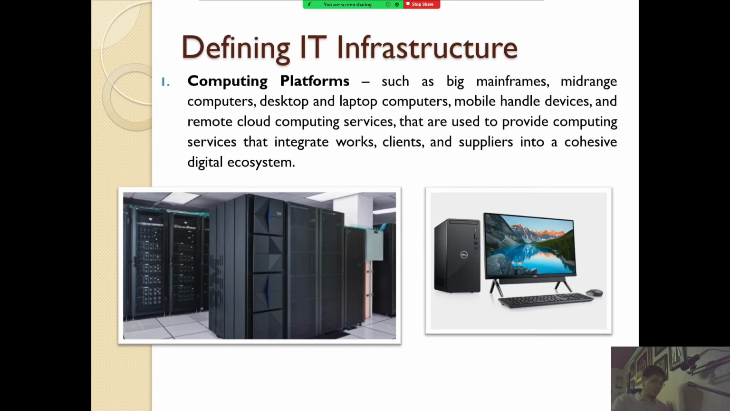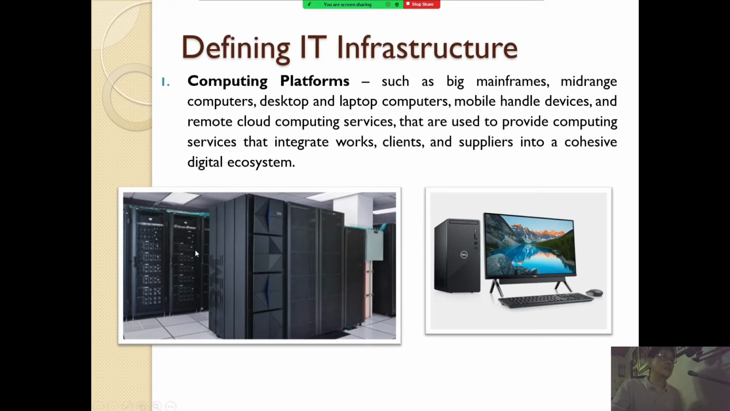Defining its infrastructure, an IT infrastructure is made up of a collection of hardware and software programs needed to run a complete business. However, an IT infrastructure is also a collection of corporate-wide services that management budgets for, that include both technical and human resources. The following are some of the services. So, number 1 is computing platform, such as big mainframes, mid-range computers, desktop, and laptop computers, mobile handheld devices, and remote cloud computing services that are used to provide computing services that integrate workers, clients, and suppliers into a cohesive digital ecosystem.